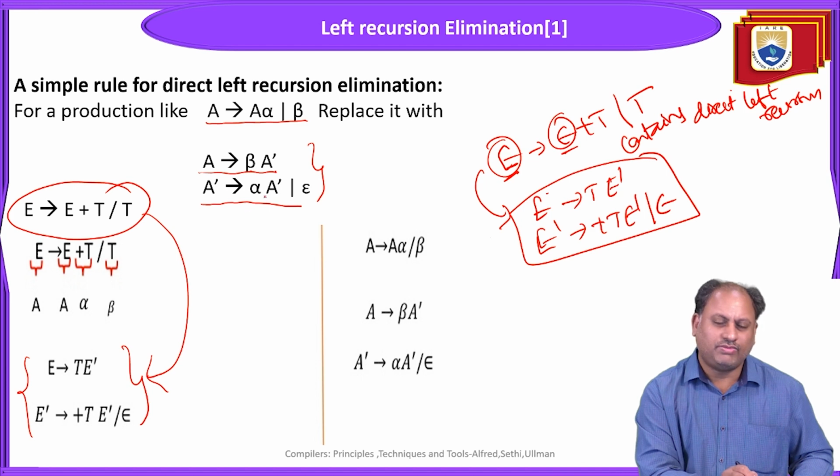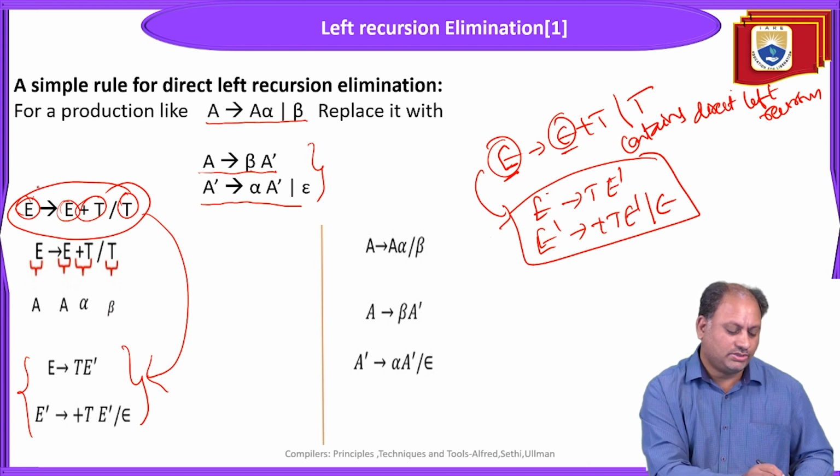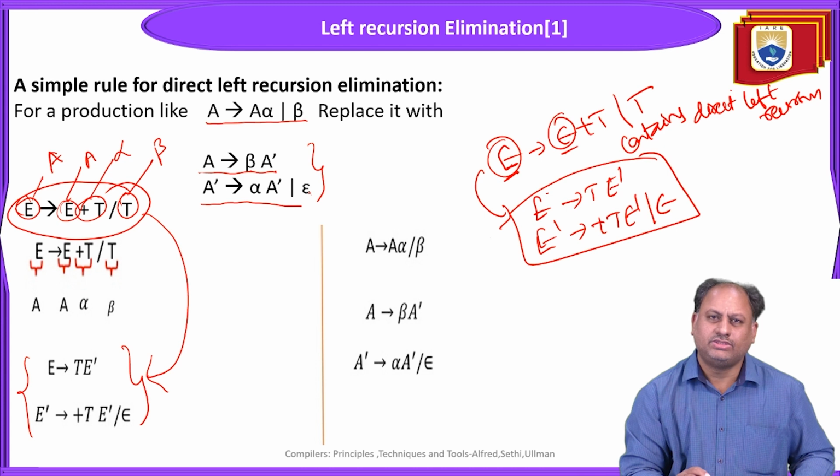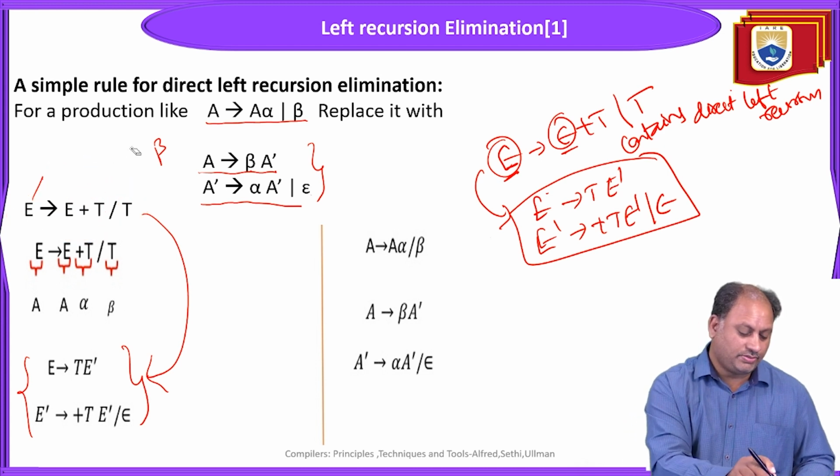Here there are two productions: alpha A dash is one production, and epsilon is another. So in the given example, what is A? A is capital E, beta is capital T, and alpha is plus T. So we have verified this is capital A, and this is also capital A, and this is alpha, and this is beta. So we replace it with A derives beta A dash. So capital E derives capital T E dash, and A dash derives alpha A dash, where alpha A dash means plus T E dash, and epsilon. So this is the general format.